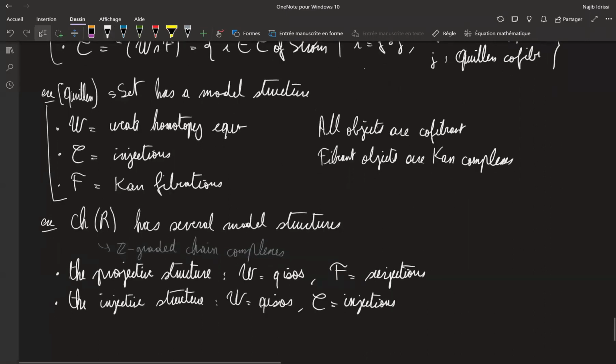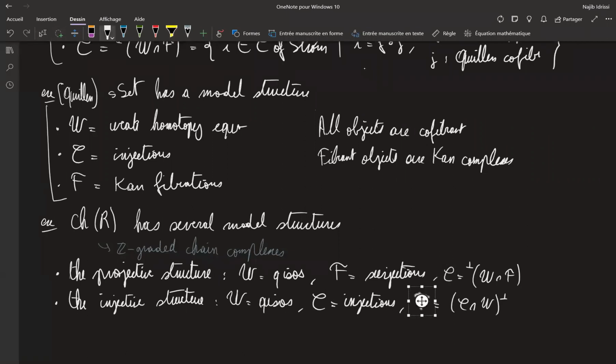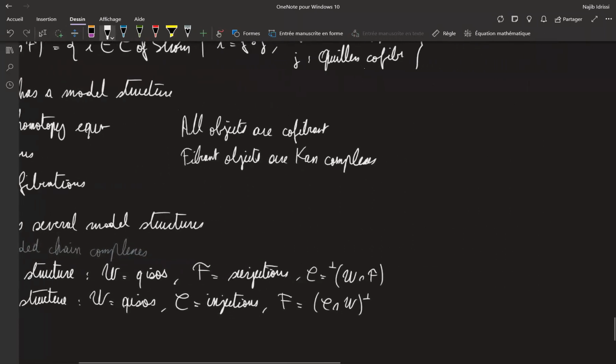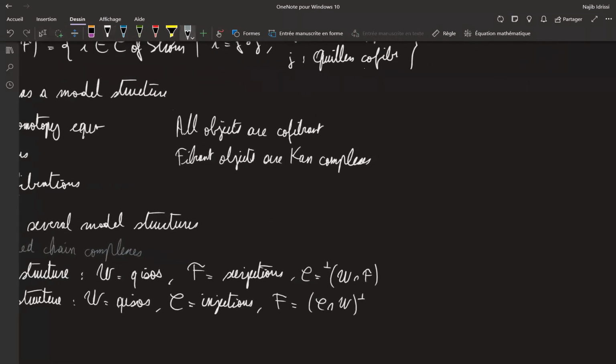Okay, and here I'm using this property of before. I have given you two classes. The third one is fixed. You don't have a choice, right? C is simply W cap F, and F is C cap W. And in this case, it is not easy to describe these classes, right? There is no good description.